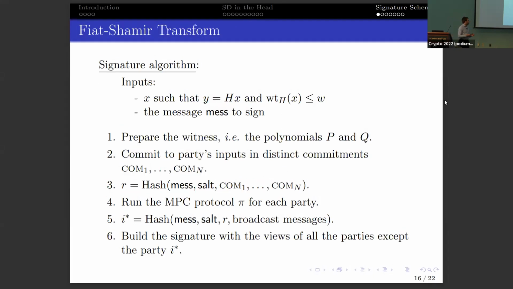Now we have our zero knowledge proof of knowledge. We can apply the Fiat-Shamir transform to get our signature scheme. The idea is simply to replace the verifier challenge by the output of a hash function, which takes as input the message we want to sign, and the data previously sent by the prover.